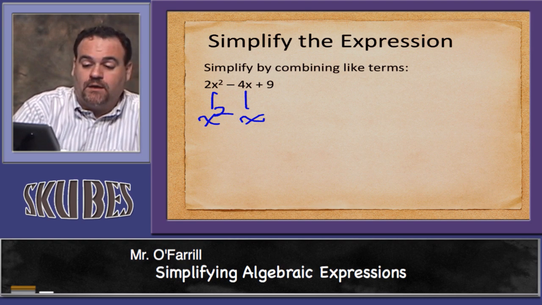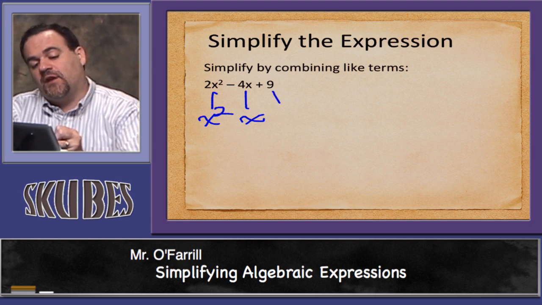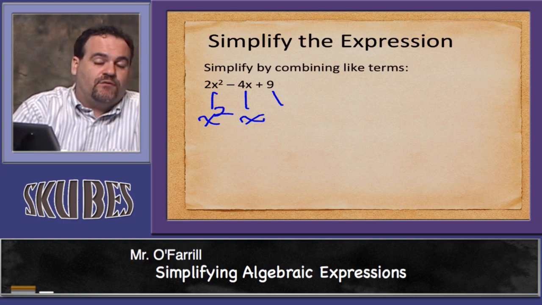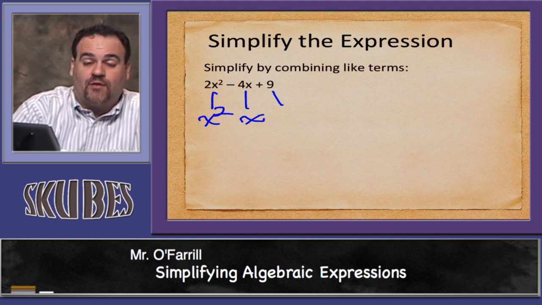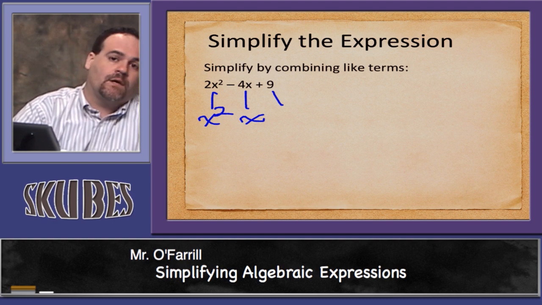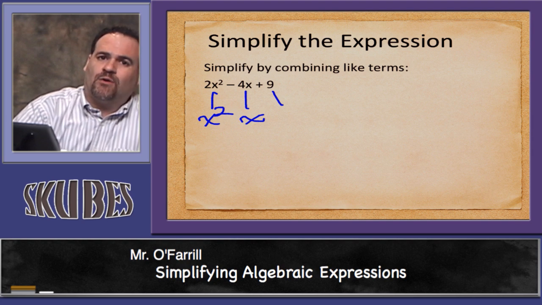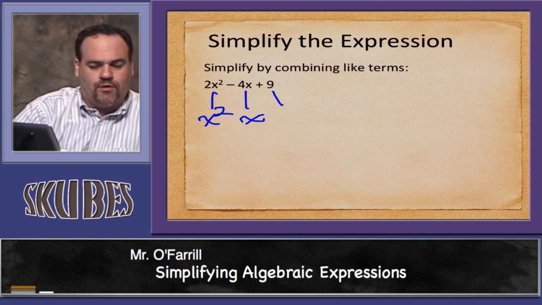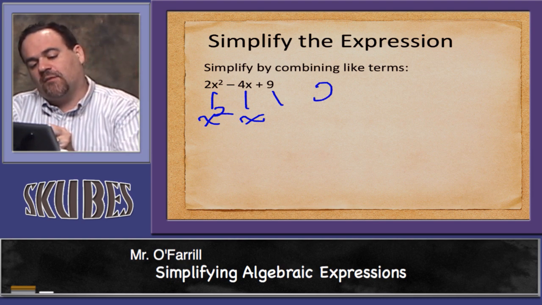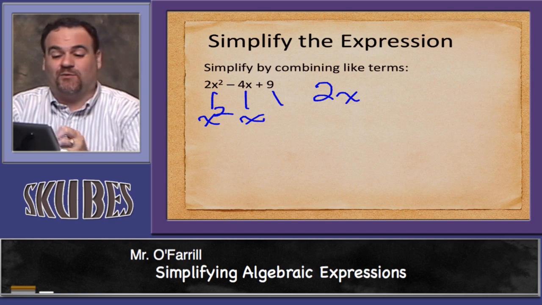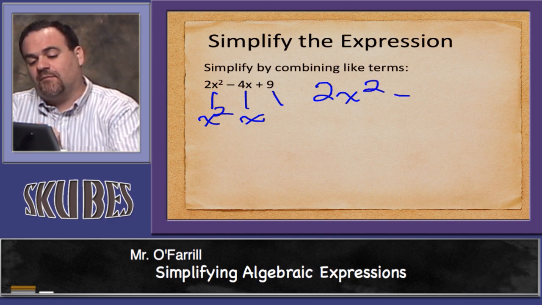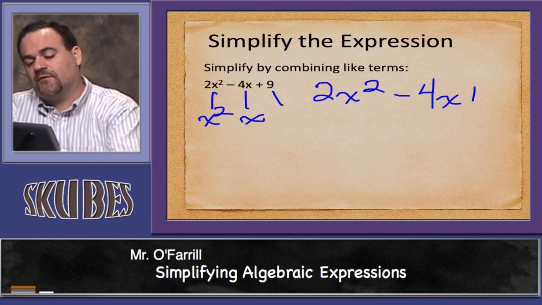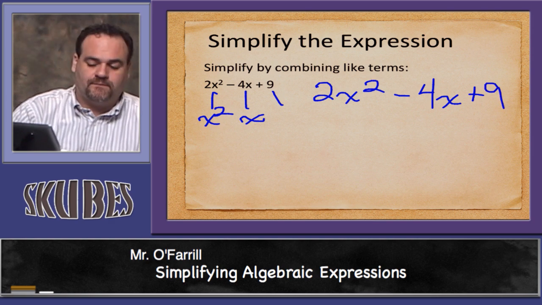I don't. And then finally, we have the number 9. A number by itself, we generally call that a constant, or just a simple number. Are there any other numbers that are not attached to any variables? I don't see any. So are any of these three terms like terms? No, they're not. So the answer to this problem is exactly what we started with, 2x squared minus 4x plus 9.